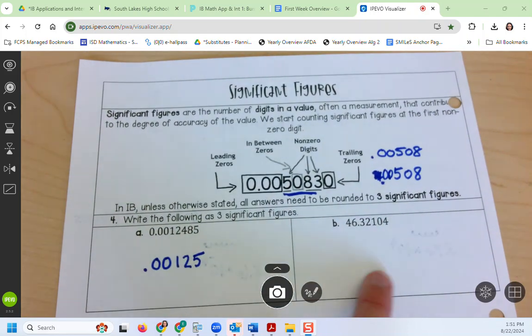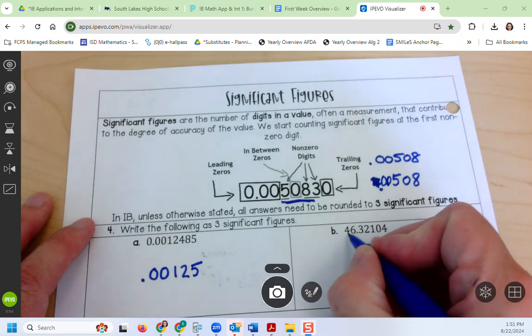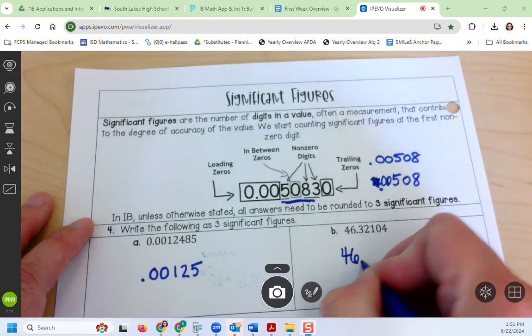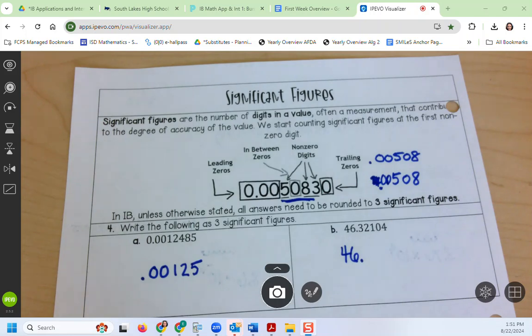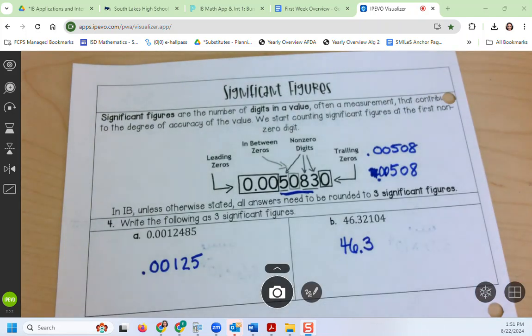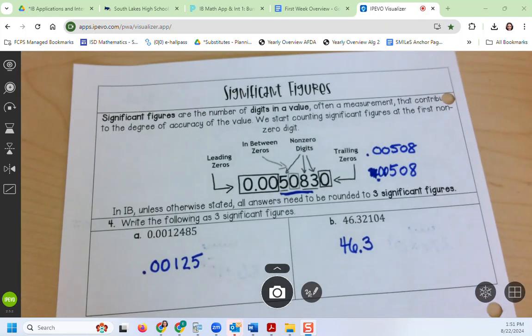Next one. 1 sig fig, 2 sig figs, 3. 46 points. Does the 3 stay or does it go up? It stays, right. So 46.3. Questions?